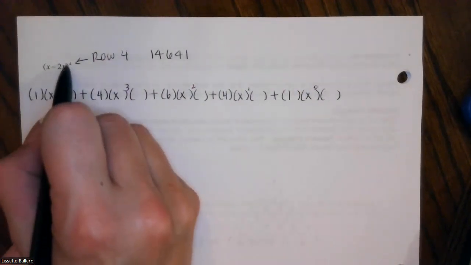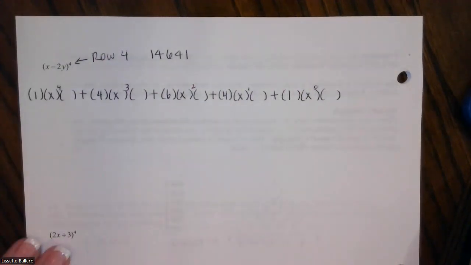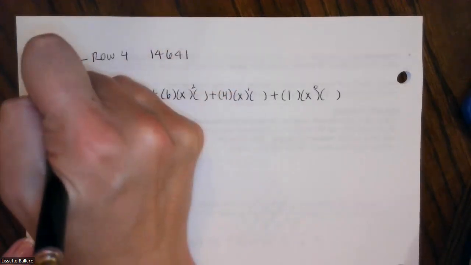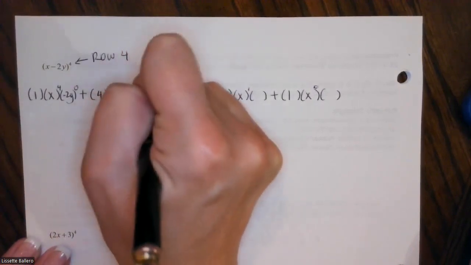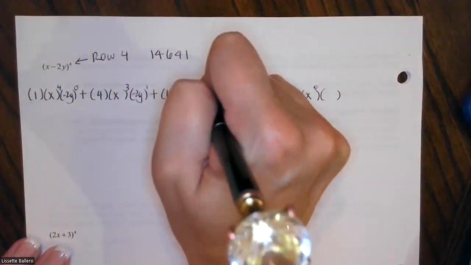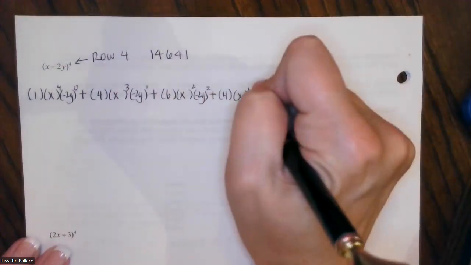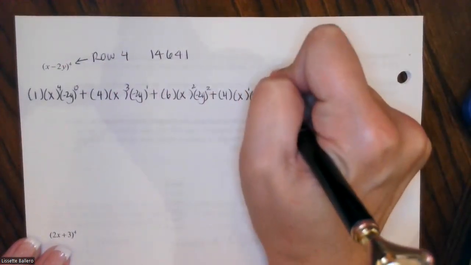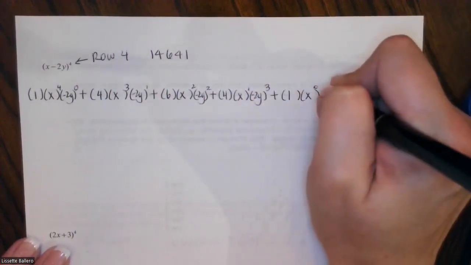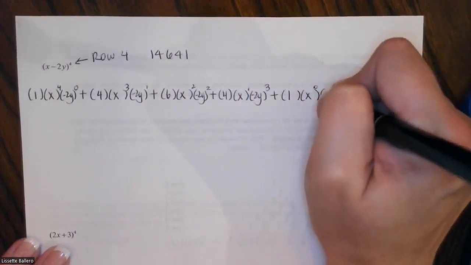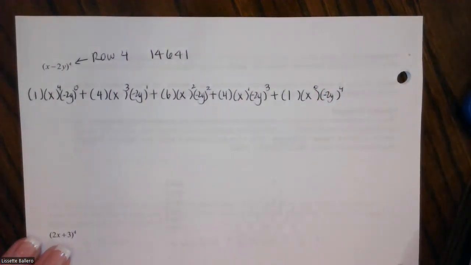Then I get my second term. In this case, that is a negative 2y. So I'm going to put a negative 2y there to the 0 power, negative 2y to the first power, negative 2y to the second power, negative 2y to the third power, and negative 2y to the fourth power. Now we're ready to simplify.